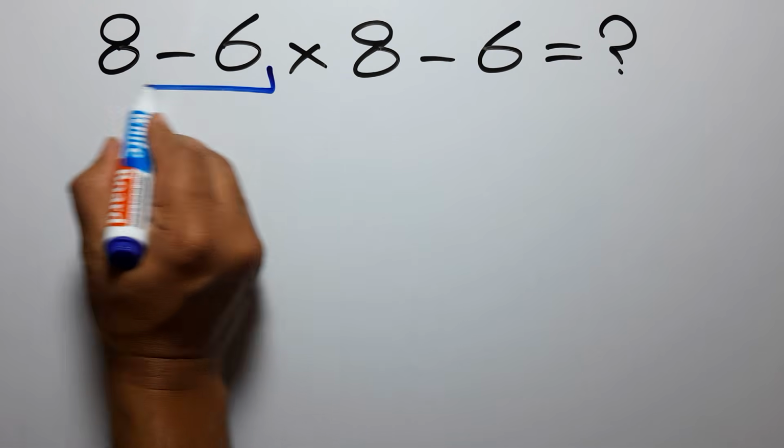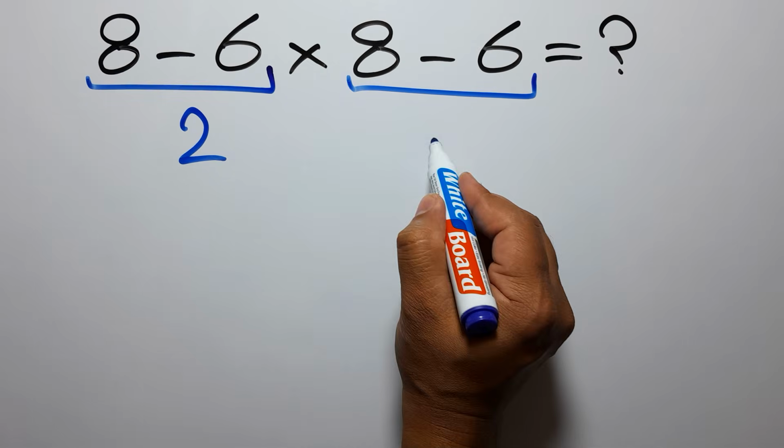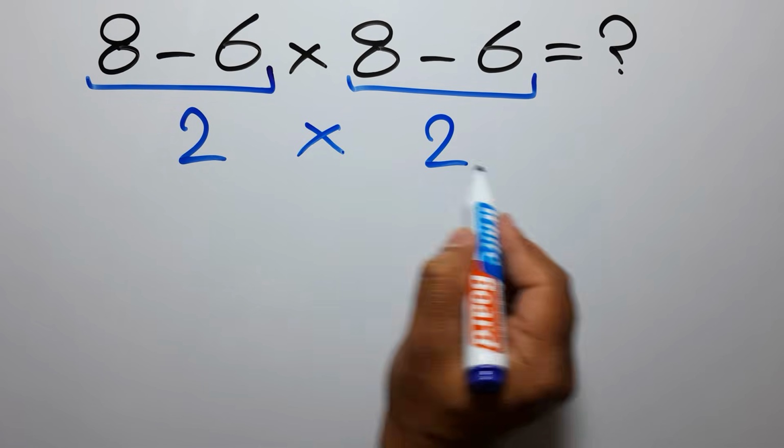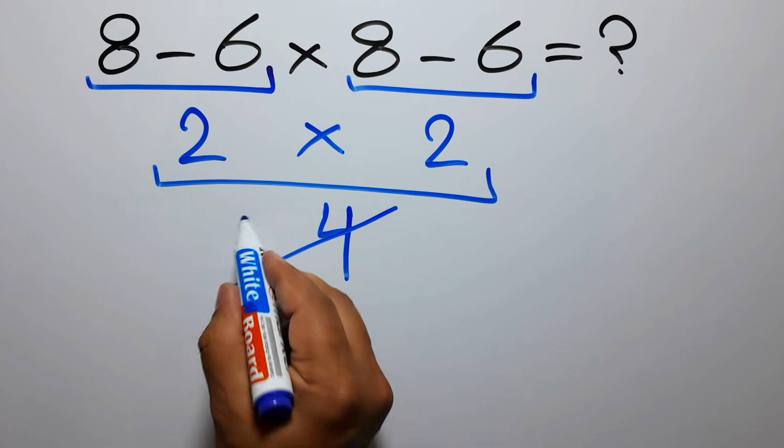8 minus 6 gives us 2. And again here we have 8 minus 6. So 2 times 2 gives us 4. But this answer is not correct.